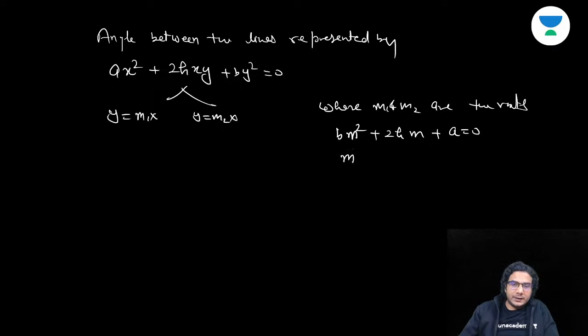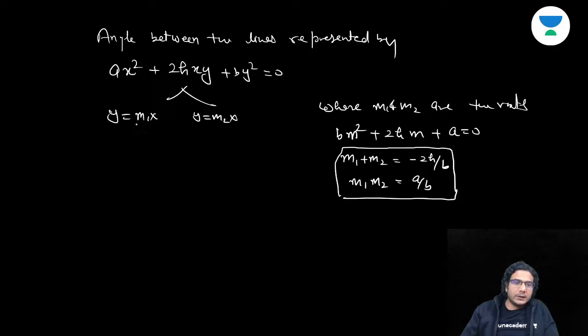So we can write these two relations. Sum of the roots m1 plus m2 is equal to minus 2h upon b, and m1 m2, the product of the roots, is a upon b. These two are very important relations which we need to prove many formulae like angle between the lines. So angle between the lines can be written as, let's say, the angle between the lines is theta.